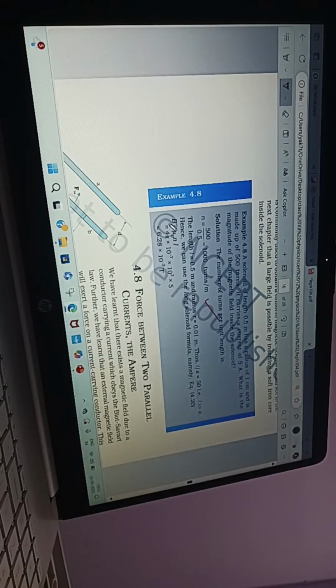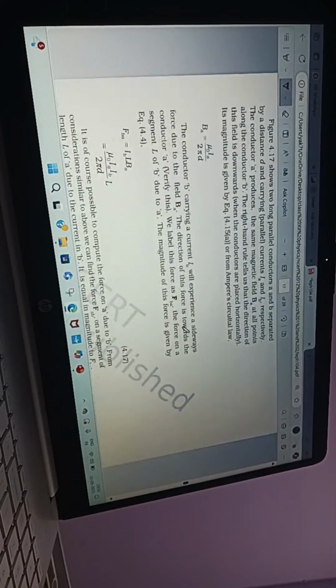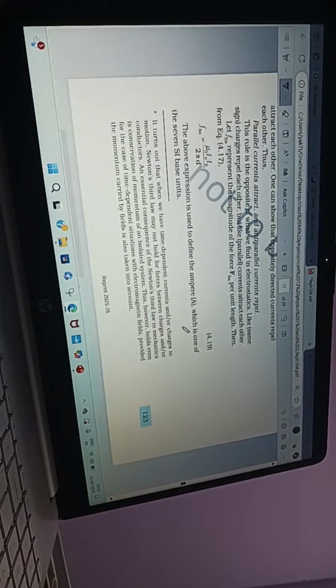Calculating what? B. B is mu naught, you know that is a constant. n is the number density, we get it as 10 to the power of 3. And I is the current. Just multiply, you will get the answer. Okay, this we have done already, and the definition also you have done.